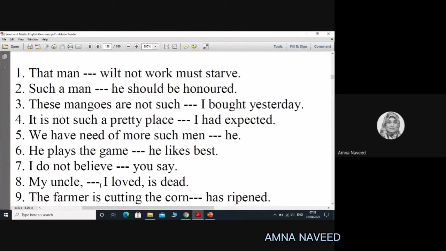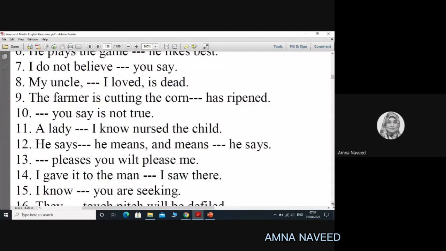So sentence number 8. My uncle dash I loved is dead. My uncle whom. Yes, whom as a relative pronoun would be used over here. So my uncle whom I loved is dead. Very good. Let's move on to sentence number 10. Dash you say is not true. Yes, what you say is not true.